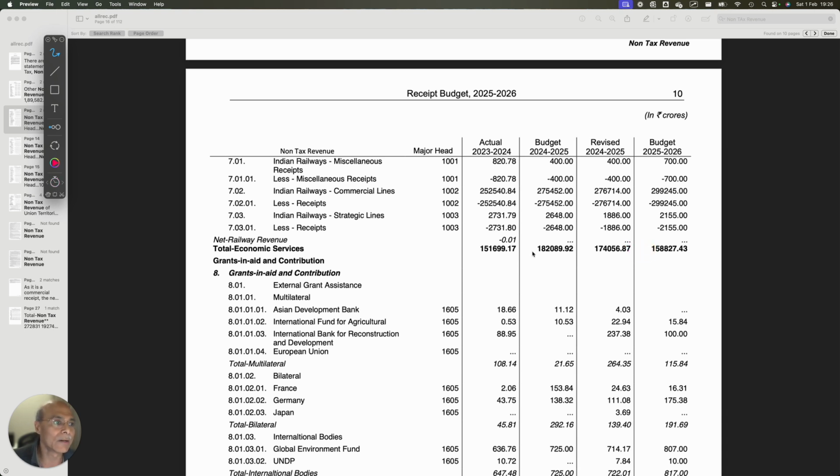Because the budget estimate for FY25 was 1.82 lakh crores, and then the revised number is 1.74 lakh crores. Now it is lower, which is 1.58 lakh crores. Now why this number was higher in these years, why it is lower, and how this number was able to keep the non-tax revenue numbers higher so as to have a lower fiscal deficit, it is important to understand that.